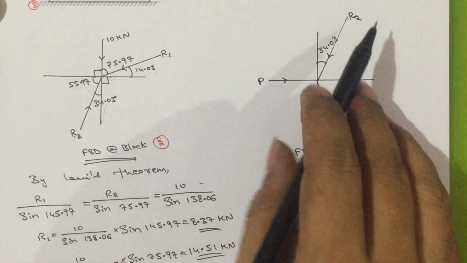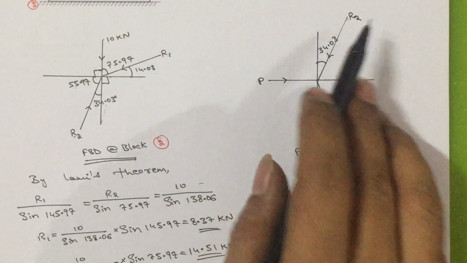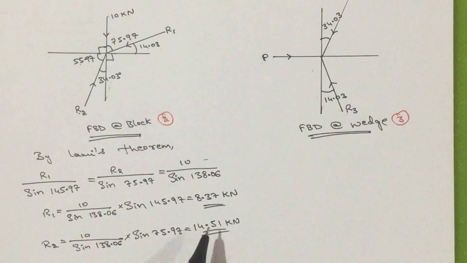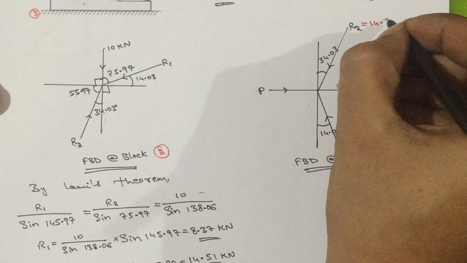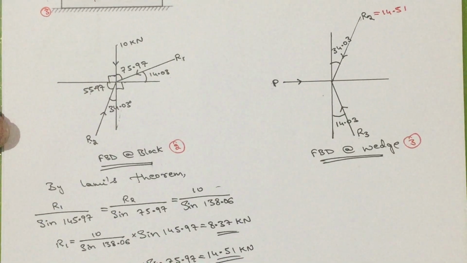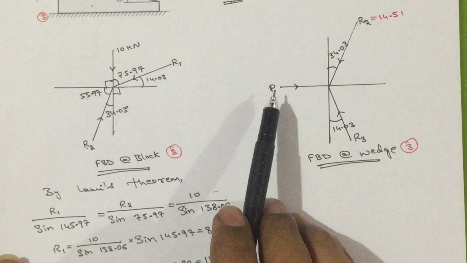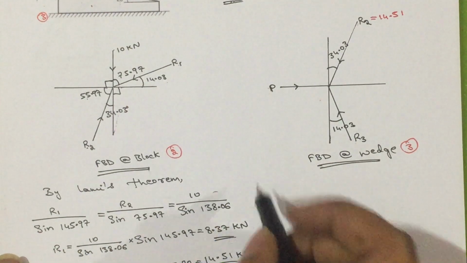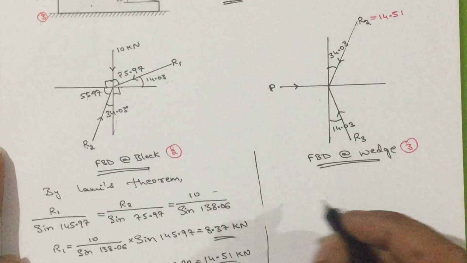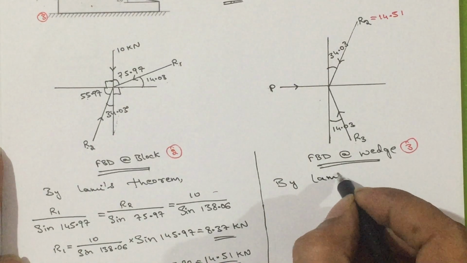Here we have three unknowns P, R2 and R3, but we already calculated the value of R2. How much is it? 14.51, so write it 14.51 kilonewton. Now we need to choose the method to solve the problem. For that, count the number of forces: 1, 2, 3. Three forces, two unknowns. So solve the problem by using Lami's theorem.